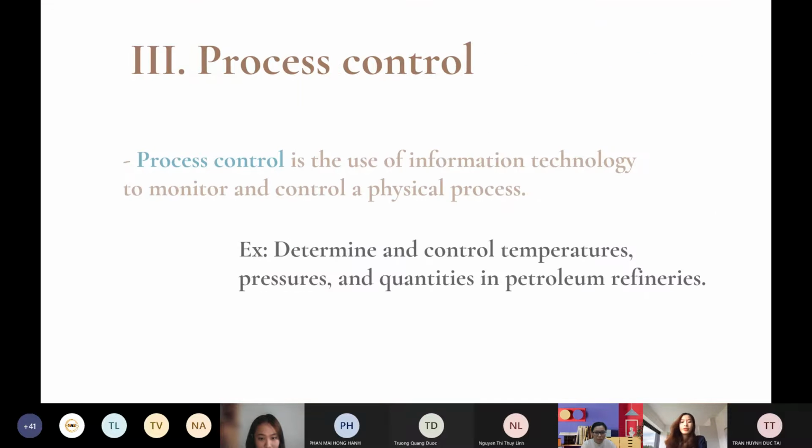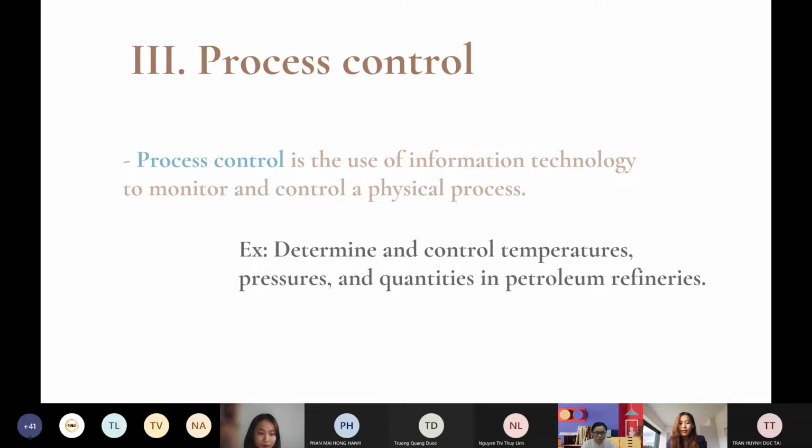Next is process control. Process control is the use of information technology to monitor and control a physical process. It is used in industry to maintain quality and improve performance. For instance, process control is used to determine and control temperature, pressure, and quantities in petroleum refineries, petrochemical processes, cement plants, steel mills, nuclear reactors, and other product-focused facilities.